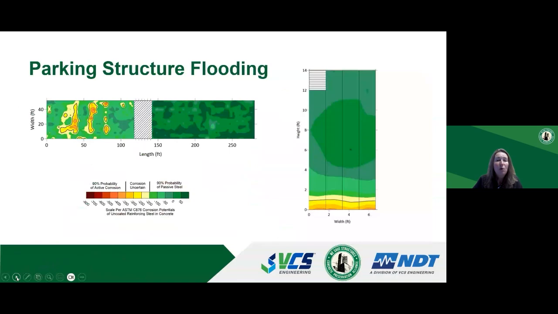This is an example of a parking structure that was affected by flooding. This parking garage was built on a slight grade where one side of the garage was being periodically flooded. What you're seeing on the left side of the slide is one of the bays in the parking garage. And on the right side of the color plot for the corrosion potential survey, you're seeing some areas of active corrosion in areas that are periodically exposed to water. And on the right side of that plot, reinforcement is completely passive because it stays mostly dry.